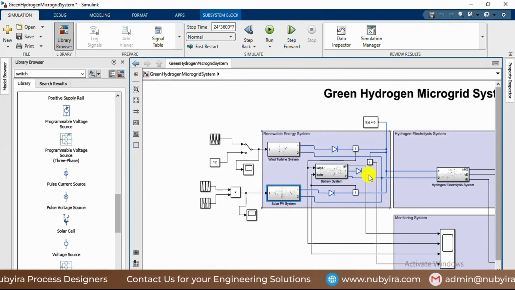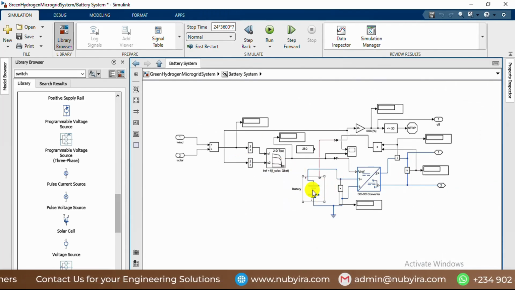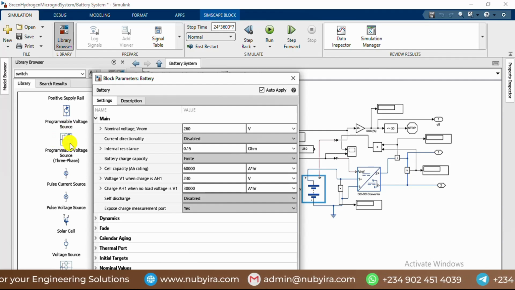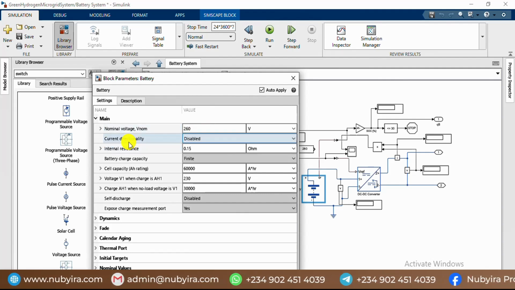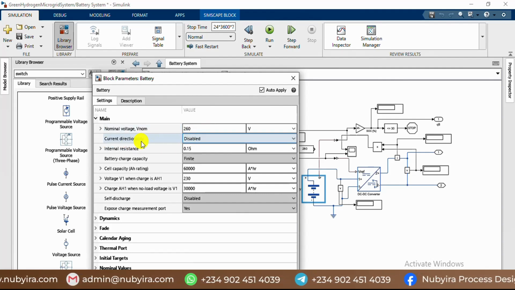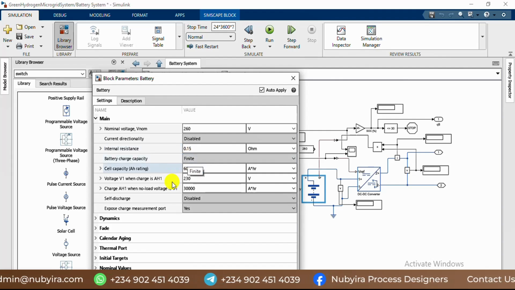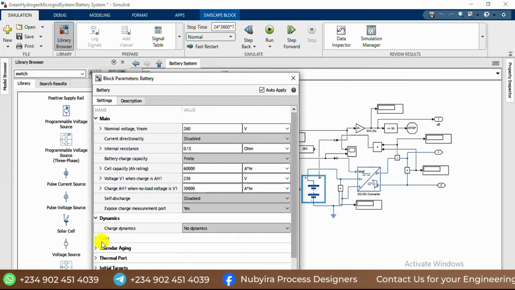Then the whole thing is connected to the battery system. The battery system is 100% charged. You also get it from the electrical domain. You understand? Then the voltage is 260. The current direction is moving forward and backward. The internal resistance is also given, and the dynamics is given.